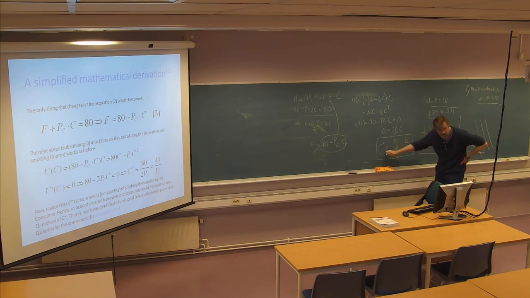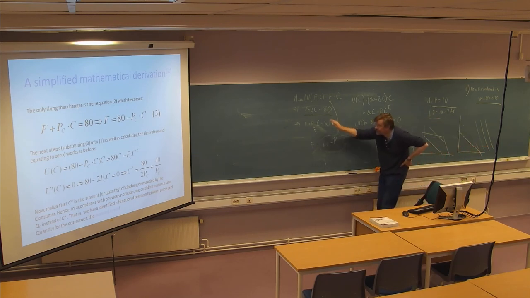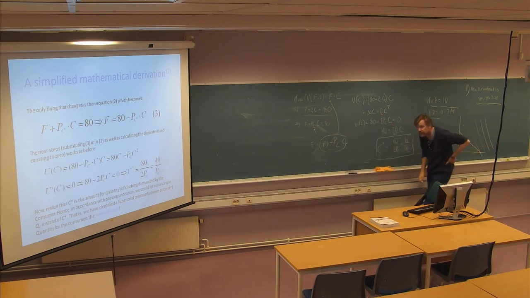So this is the demand curve for clothes in a straightforward mathematical form, given by our initial utility function, as well as prices on both goods and the income. Yeah, this wasn't so hard, was it?